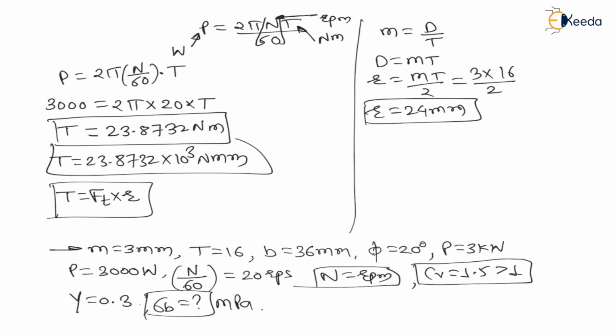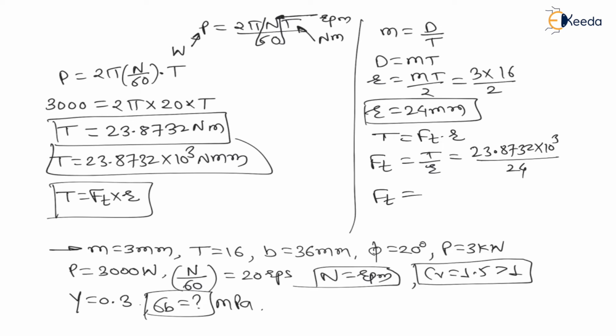Therefore put in the torque equation. Torque is equal to tangential force into radius. Therefore torque is equal to Ft into r. Therefore tangential force becomes torque divided by radius, which is nothing but 23.8732 into 10 to the power 3 divided by radius 24. Therefore find out Ft. Then this Ft value you will get 994.72 Newton. This is the tangential force.